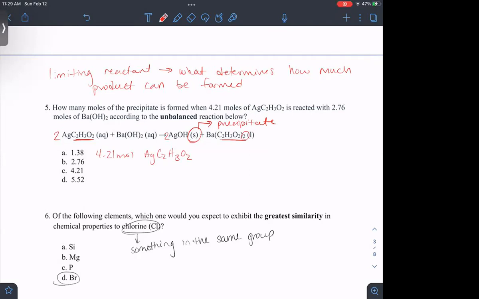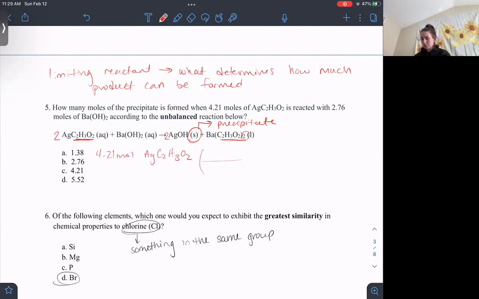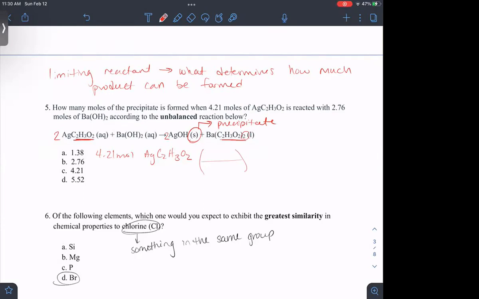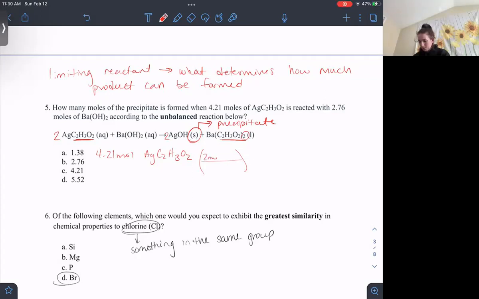Well, it's the ratio of moles. Yep. So it always comes down to the mole ratio, right? So what's our mole ratio here? 2 to 2. Good, it's 2 to 2. So we'll have 2 moles of AgOH for 2 moles of AgC2H3O2. So that comes out to just 1. So we know that we're going to produce 4.21 moles of our AgOH if we used up all of our original silver compound.